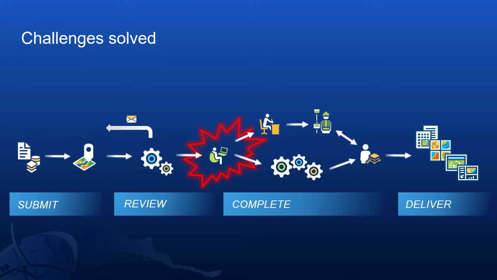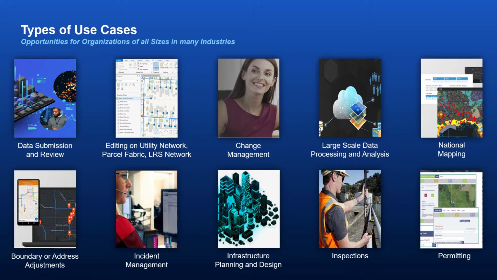Bottlenecks get magnified. The process can often slow down. Mistakes happen. Quality drops. And this is where Workflow Manager comes in, to streamline production processes and act as the orchestration factory to really automate as much as possible. So we assist in all sorts of applications, from things like data submission to national mapping, boundary adjustments, and many more that you see on your screen.